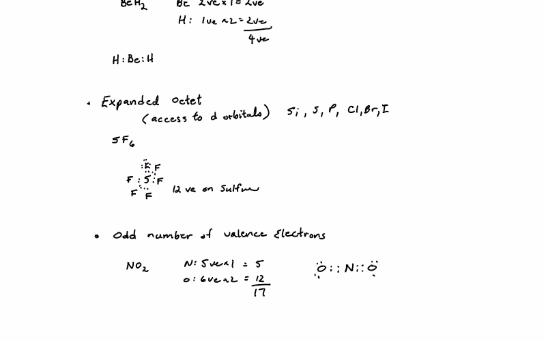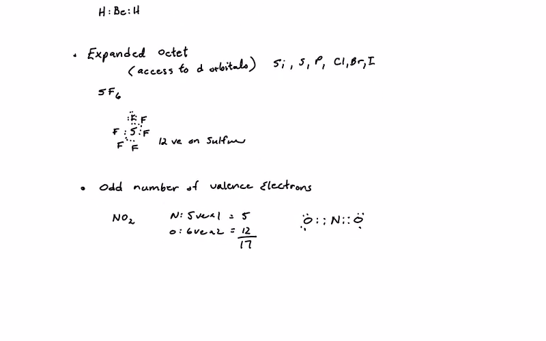Now there are other ways that we could have drawn this. We could have drawn it in a way that puts that unpaired electron on nitrogen. So that should have 1, 2, 3, up to 17. And we could talk more about what that means a little bit later on in the chapter.